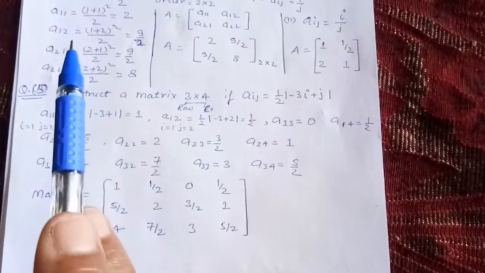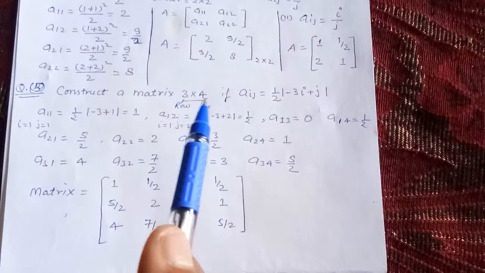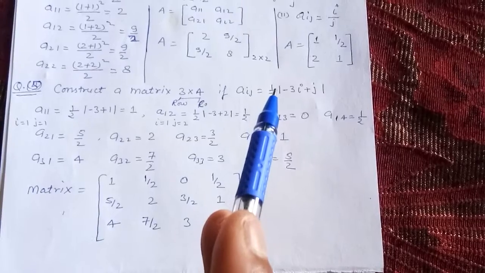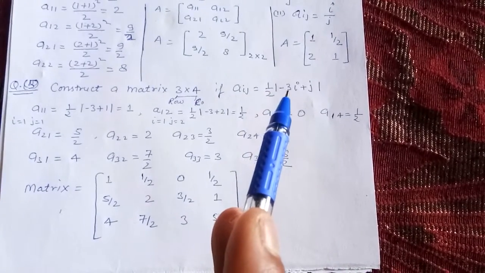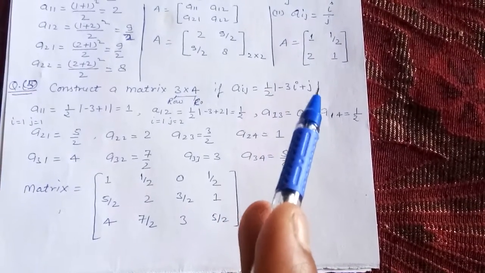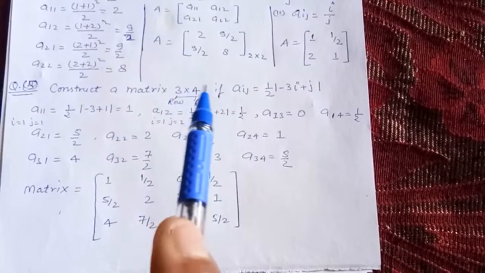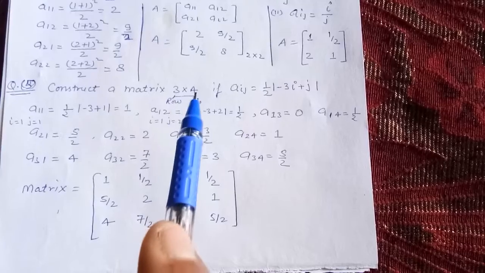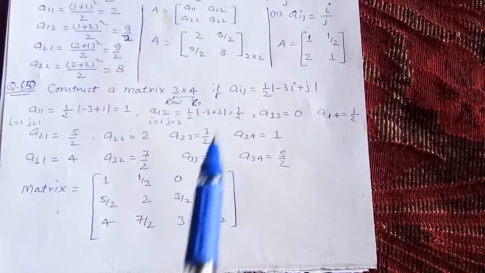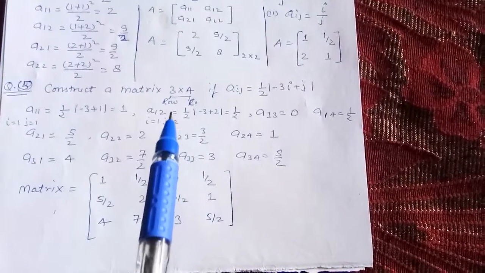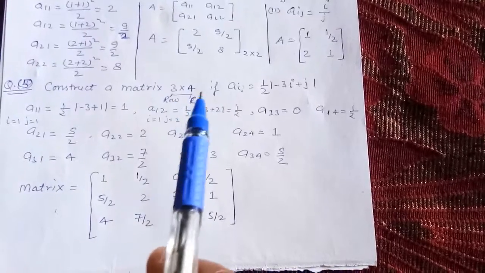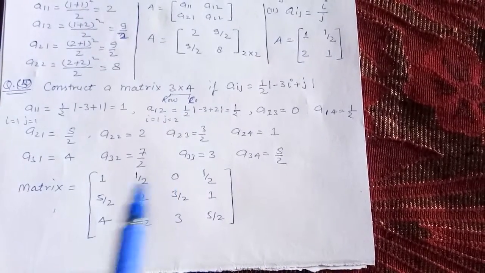Now see question number 5. This is the same as question number 4. Construct a matrix of order 3 by 4 if Aij equals 1 by 2 times the modulus of minus 3i plus j, right? First thing, construct a matrix of order 3 by 4. 3 into 4 means rows are 3 and columns are 4. Just one thing you have to keep in mind: rows and columns, so 3 rows. We have to construct 3 rows, right?